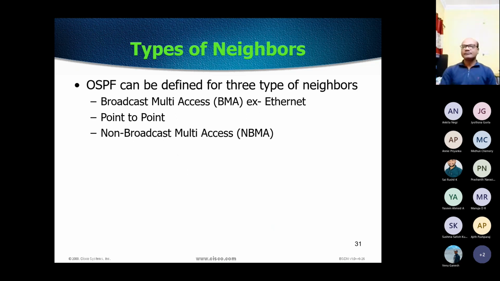So types of neighbor: you can see broadcast, multicast, point to point, and non-broadcast multiple access. We'll call it NBMA. Types of neighbor: if you're going to configure point to point, you need not configure areas because the routers are directly connected. If you have a non-broadcast network with a lot of routers connected, then you have to create your area.